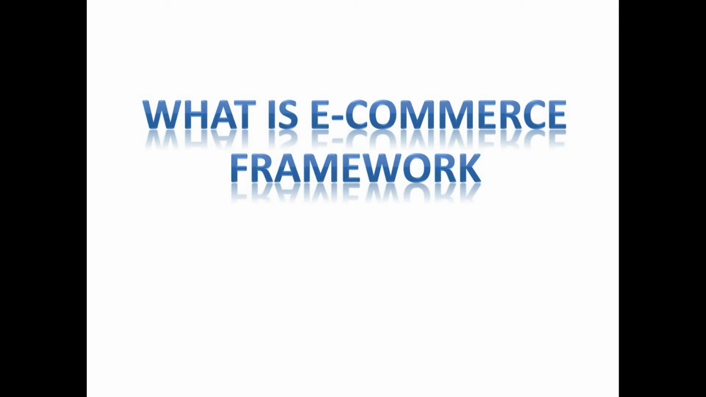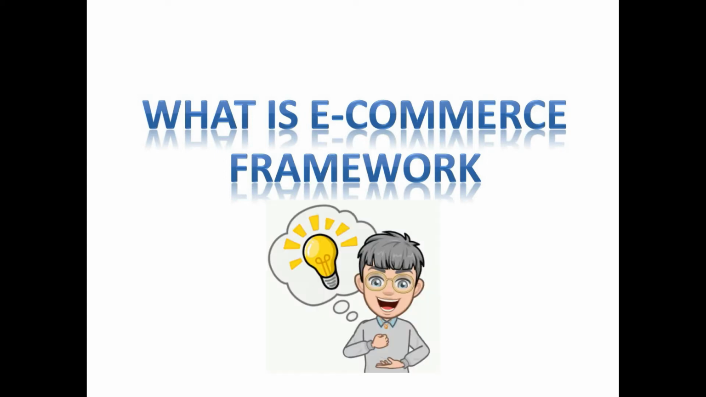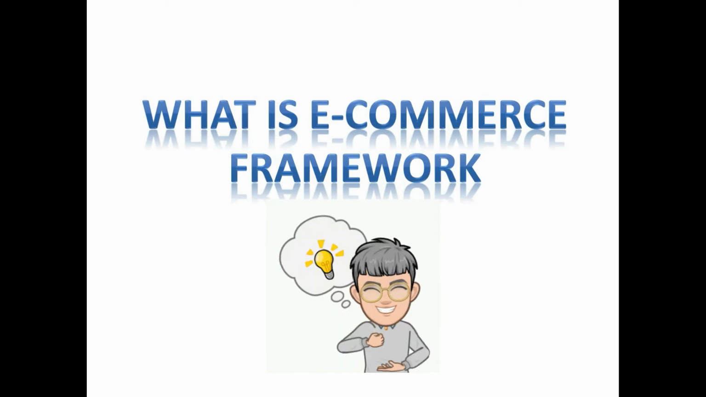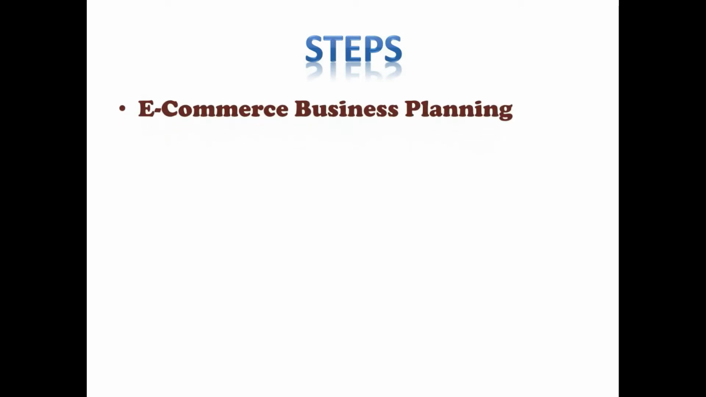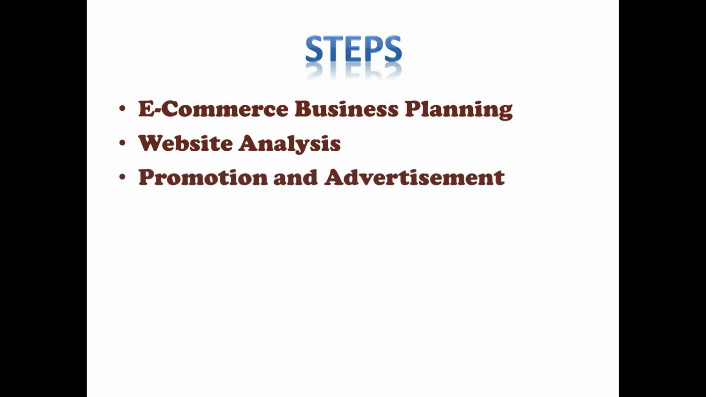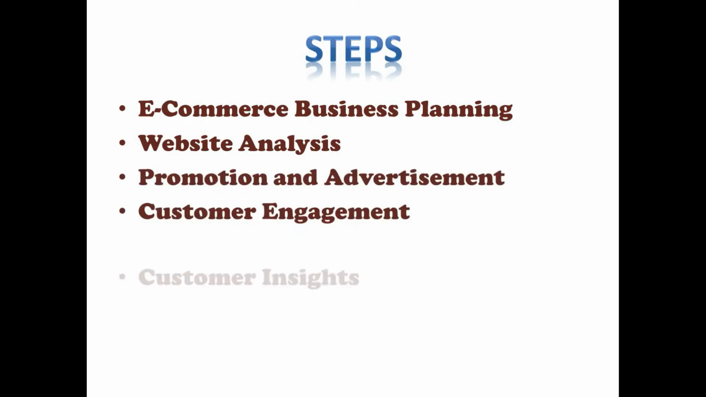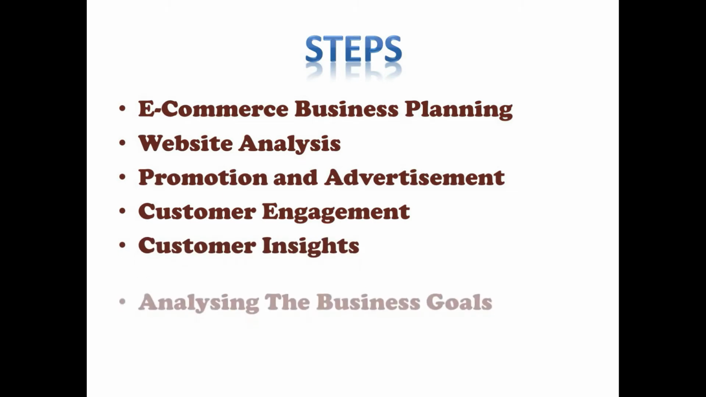An e-commerce framework must allow replacing all the parts of the framework code. An e-commerce framework should define the general program flow, consist of reusable components, and be organized in functional domains. Examples of e-commerce frameworks are Amuse, Spiker, Cilius. There are 6 steps of e-commerce framework. These are e-commerce business planning, website analysis, promotion and advertisement, customer engagement, customer insights, and analyzing the business goal.